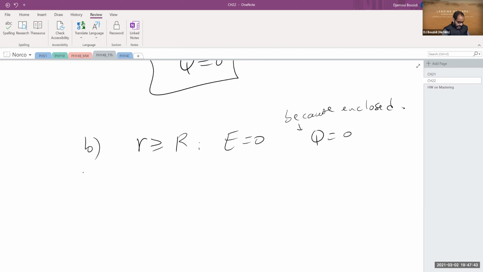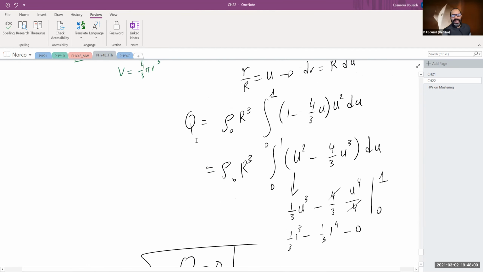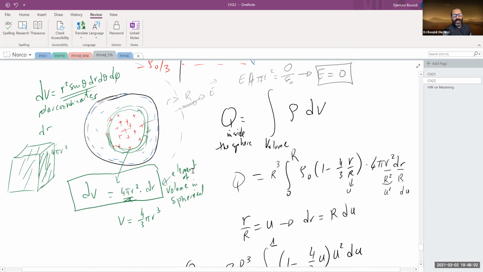Okay, question C now. That's for R less than or equal to big R. Now we have to do some work here. For C, for R less than or equal to big R, we want to find the electric field. To do that, we have to use that symmetry again. We are somewhere in here at a distance R from the center. We use the symmetry argument again to say that the electric field must be radial and must be the same on that surface.